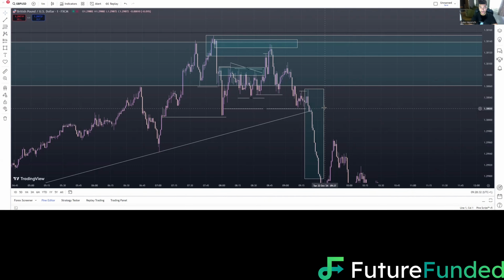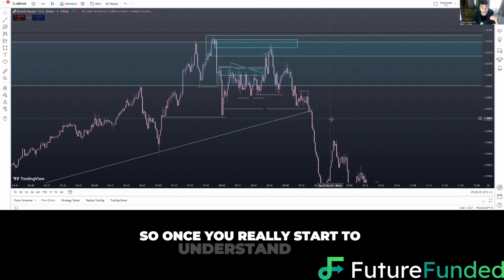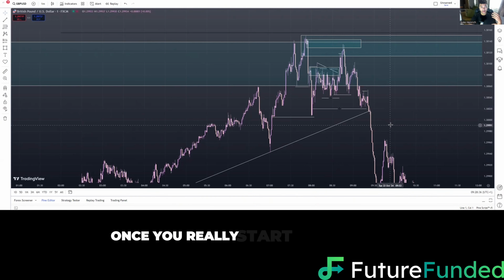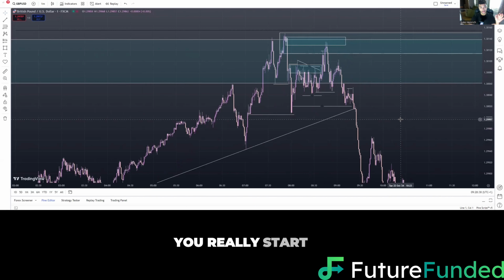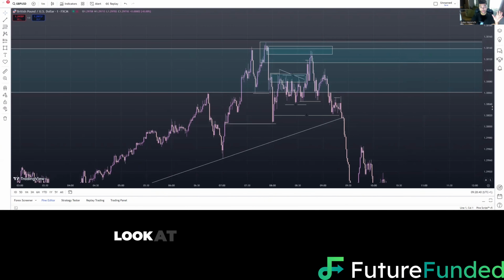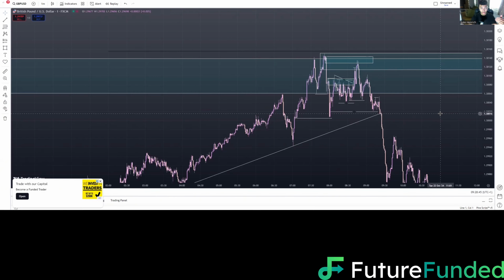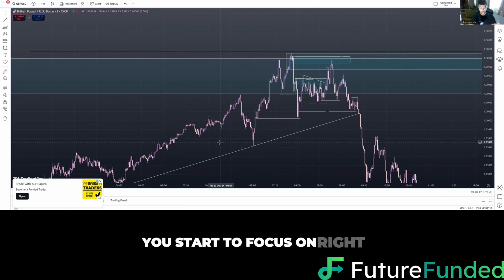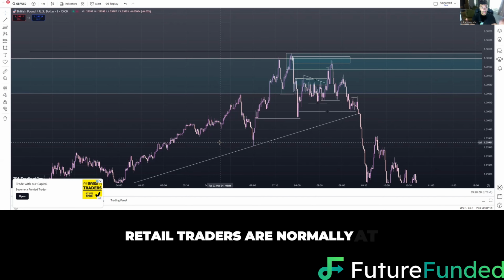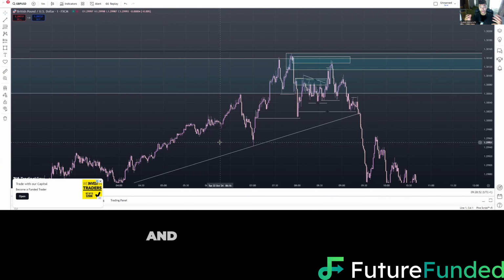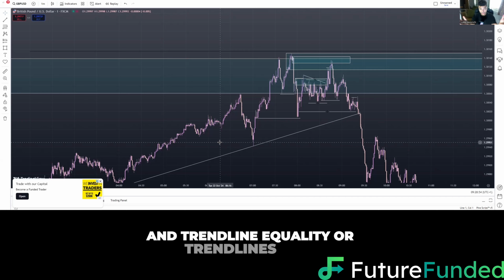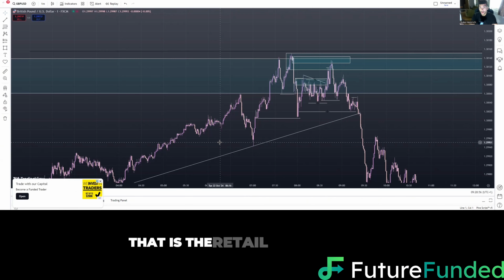Okay. So once you really start to understand this, once you really start to implement this, you really start to look at the retail methodology in a completely different light. You start to focus on, right, where are the retail traders? Retail traders are normally at equal lows and equal highs and trend line liquidity, or trend lines. Okay, that is the retail methodology.